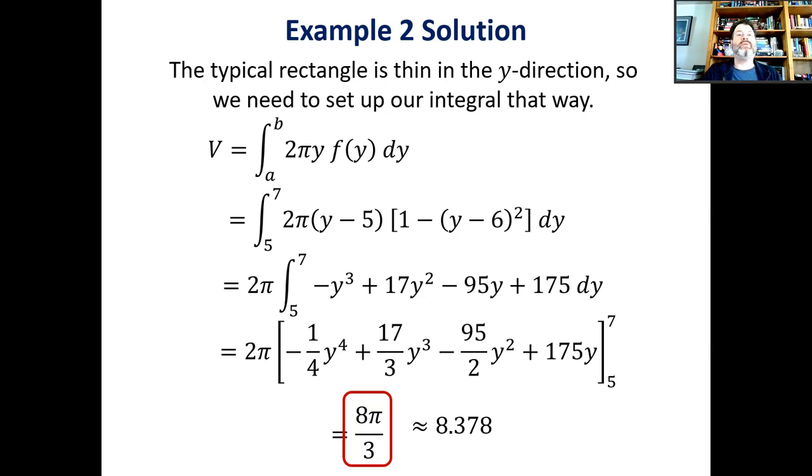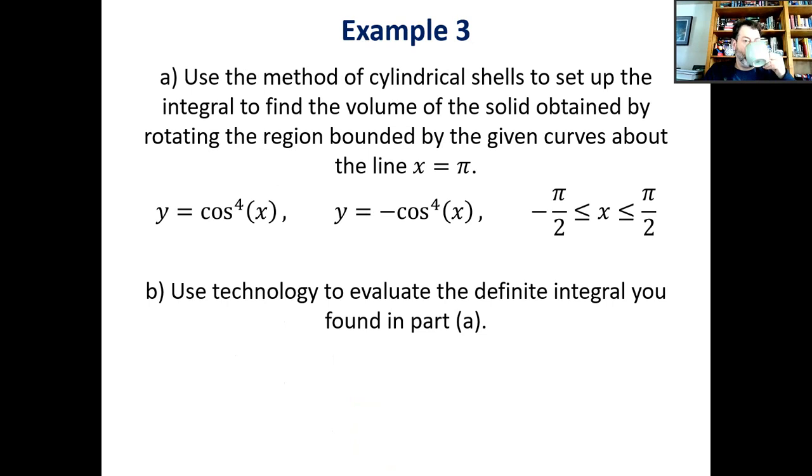So let's look at one more type of problem. Now we're going to rotate. We're doing another x integral here. Our functions are cosine to the 4th x and negative cosine to the 4th x in this region, and we're going around the line x equals pi. Then we're going to use technology to evaluate this. You'll see why when we get the integral set up. We're going to have an integral that we don't know how to do. We're not going to learn until probably halfway through Chapter 7 how to do the integral that you're about to see.